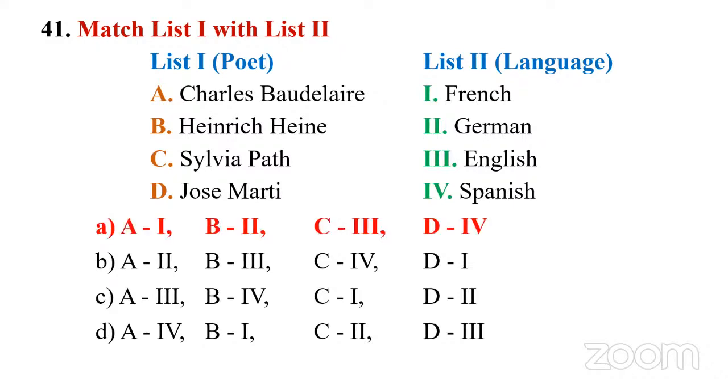Answer is A. So A, Charles Baudelaire, French. Then Heinrich Heine, German. C, Sylvia Plath, English. Then Jose Marti, Spanish. Sometimes a question seems bombastic, but the answer is very easy. Sometimes they don't check all these things. So if you know just Sylvia Plath and number 3, English, you can easily crack this question. But anyway, let's get to know these poets.